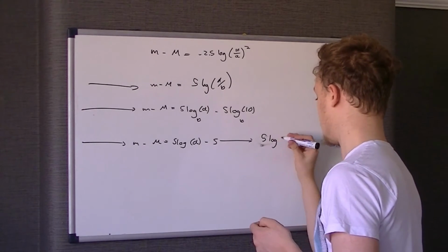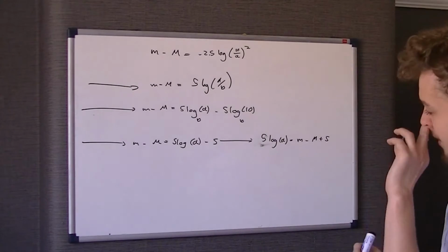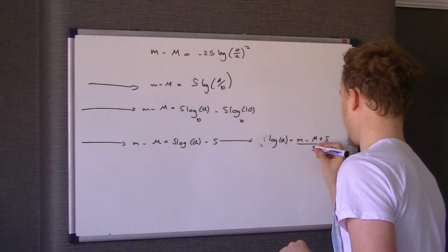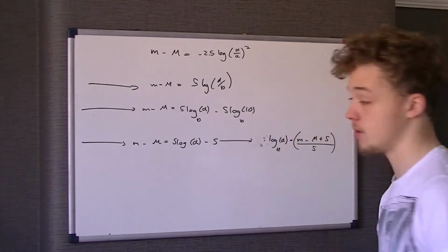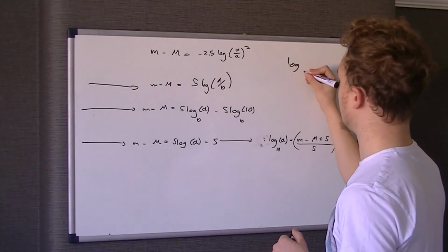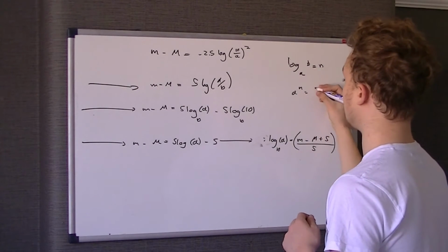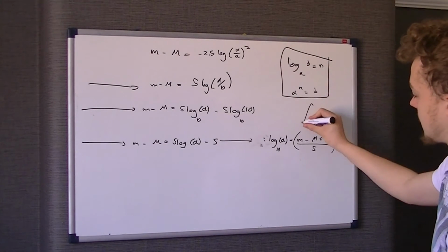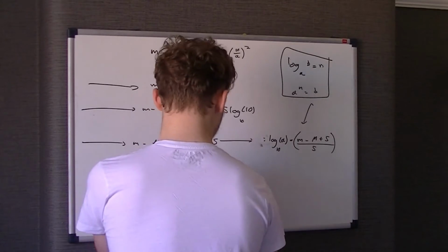So 5 log d is equal to little m take big M plus 5. And then you divide both sides by 5. So you should get log d is equal to little m take big M plus 5, all over 5. Now because this is a log base 10 and using our log rules, log b in base a is equal to n, so therefore a to the power n is equal to b, we just applied that log rule to this case to work out d, d obviously being the b in that case.